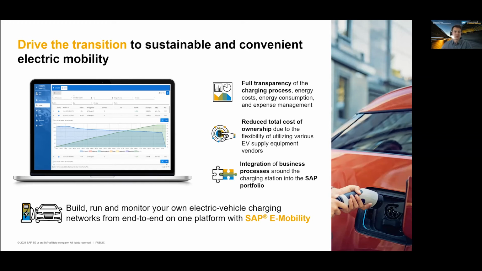The benefits of SAP E-Mobility include greater support for business decarbonization, for sustainability KPIs and corporate fleet goals, and efficient onboarding of new infrastructure, which will save you costs and time, and a reduced total cost of ownership due to the flexibility of utilizing various EV supply equipment vendors. With the integration of the business processes around the charging station into the SAP portfolio, E-Mobility allows you to basically depict the major charging processes which are required.